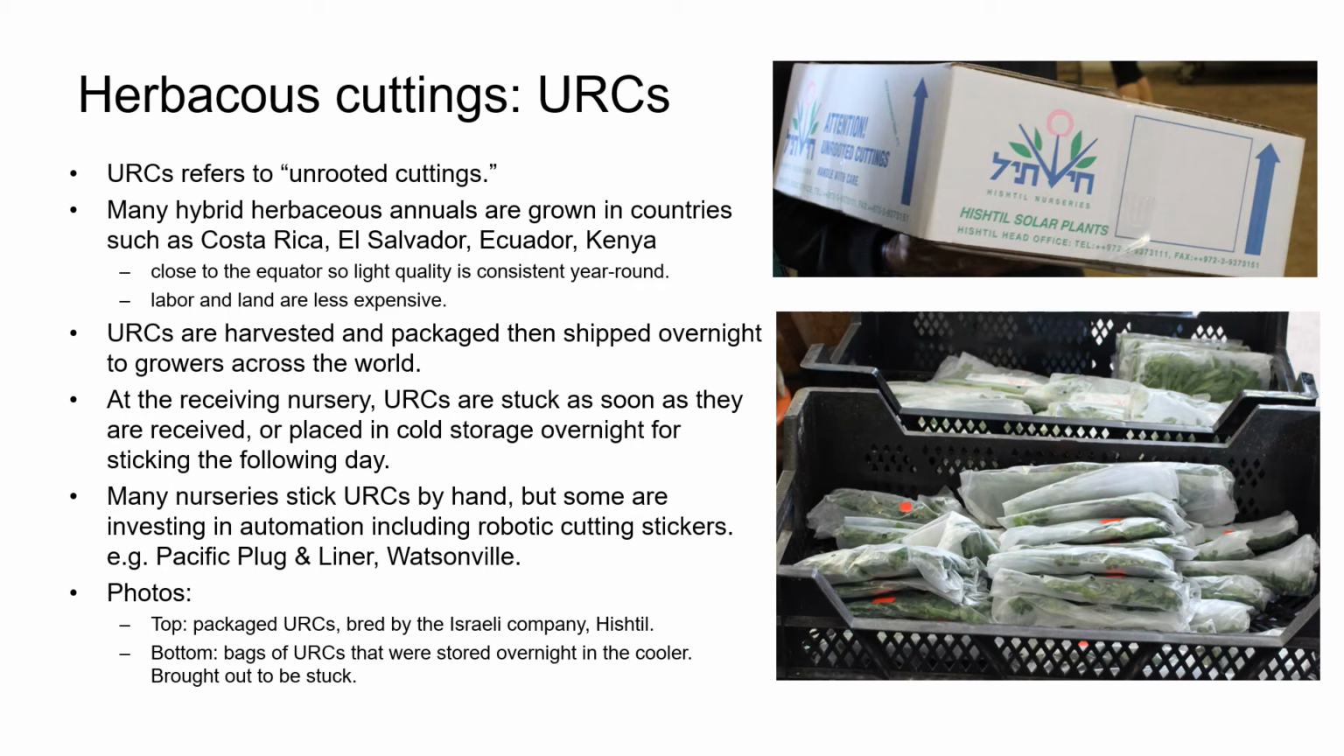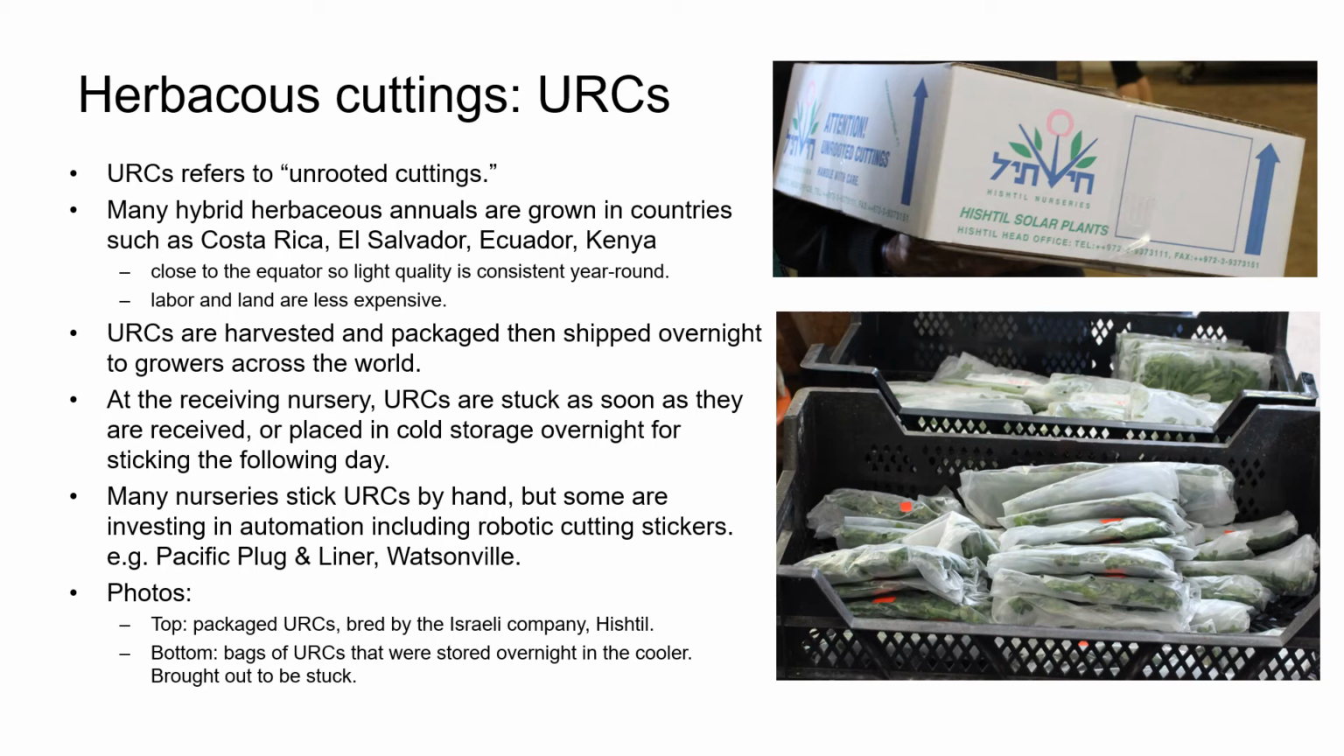Many of the large multinational plant breeders of herbaceous annuals and perennials are Dutch, German, or North American. While much of their research and development may be done in their home countries, most of them also have production nurseries in countries such as Costa Rica, El Salvador, Ecuador, Guatemala, Ethiopia, and Kenya, where stock plants of plants they have introduced to the nursery trade are grown.